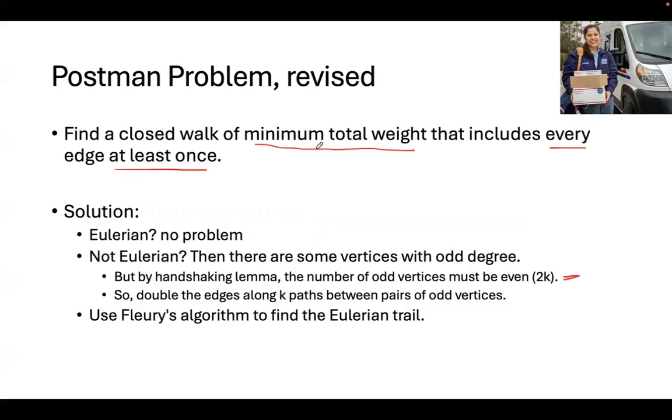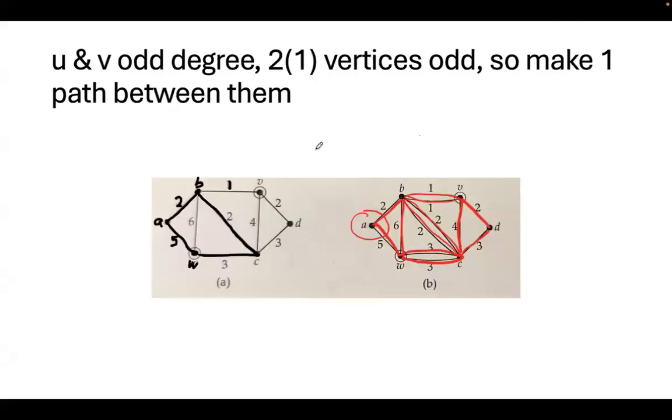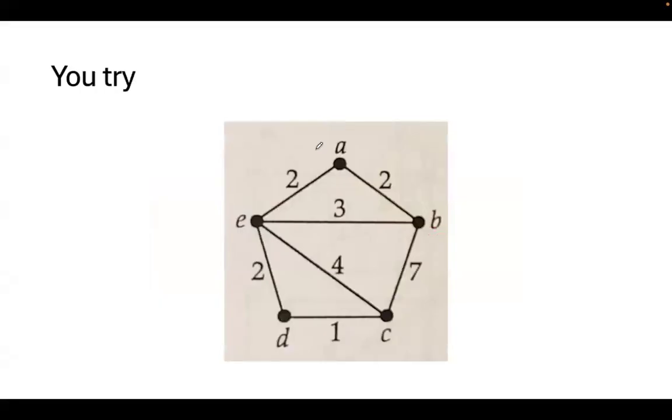Other thoughts? Okay, so I'll have you try. This is a graph that has some vertices with odd degree, so B and C. So we want to find, first of all, which edges should be doubled, and then run Fleury's algorithm. Let's see.